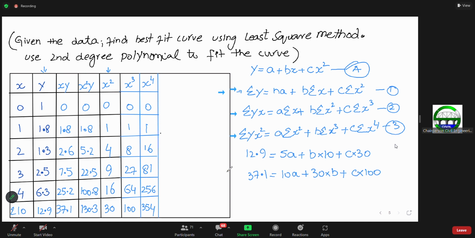And finally, this one is x squared y, equal to 130.3, is equals to a, same as usual, and then x squared is 30, plus b, same as usual, and x cubed is 100. And finally, we have x to the 4 and c. C is same as usual, 354. Right? We have these three equations.